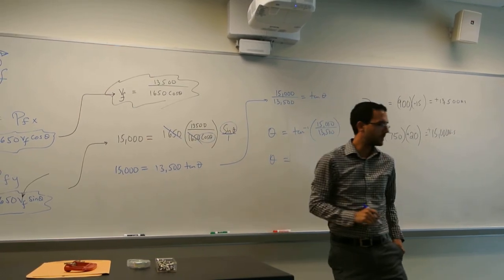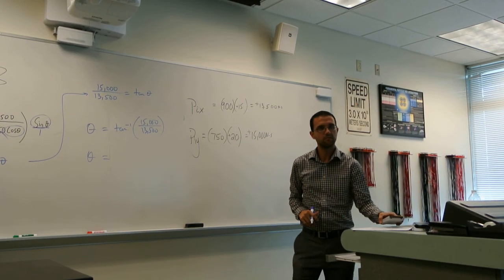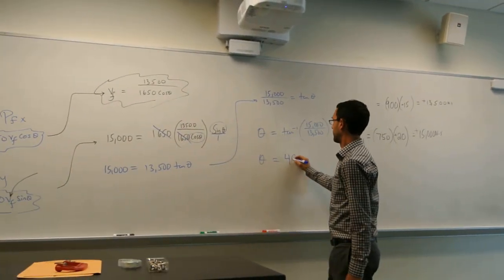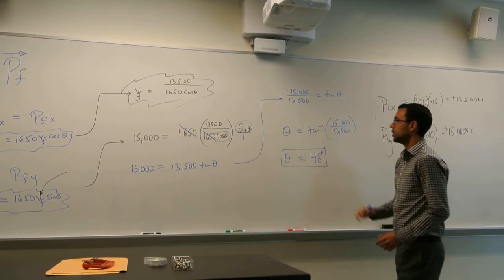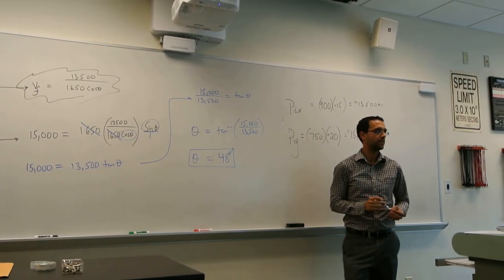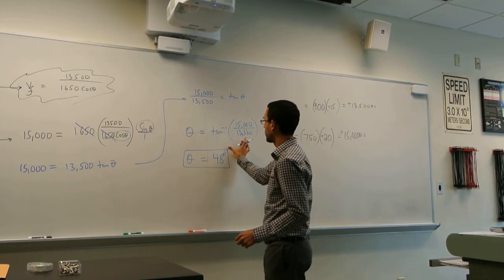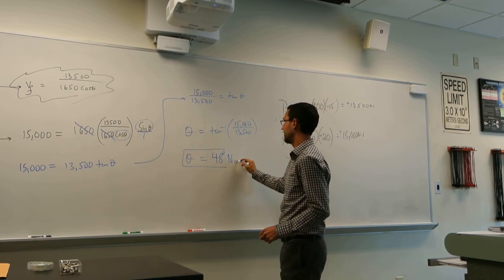So let's check out what that angle is. It should be about 48 degrees. 48? Okay, so 48 degrees. That's the direction that the wreckage takes after the collision. And this would be, of course, 48 degrees north of east.